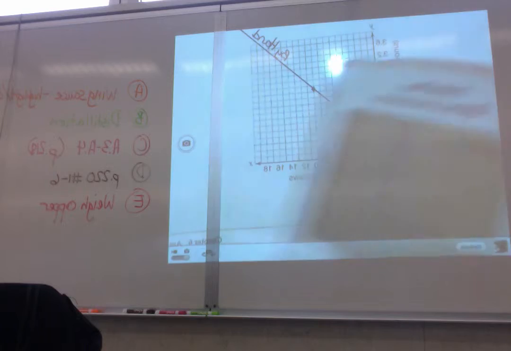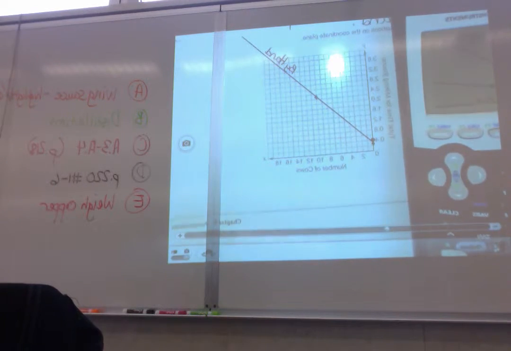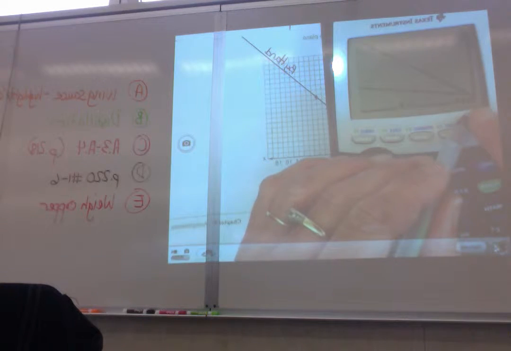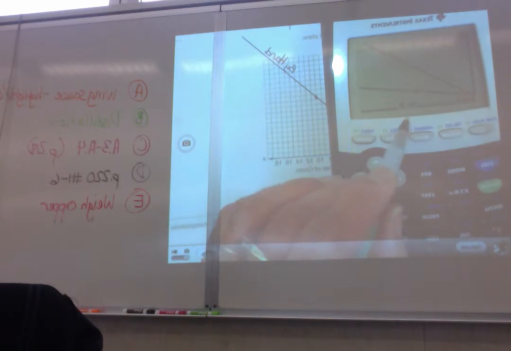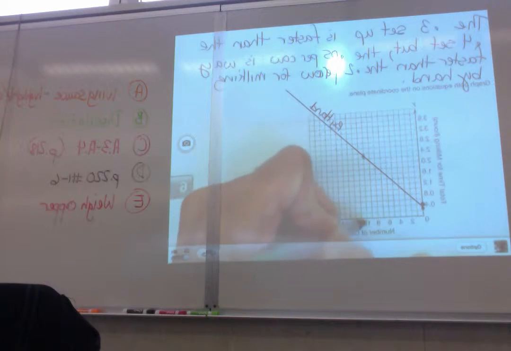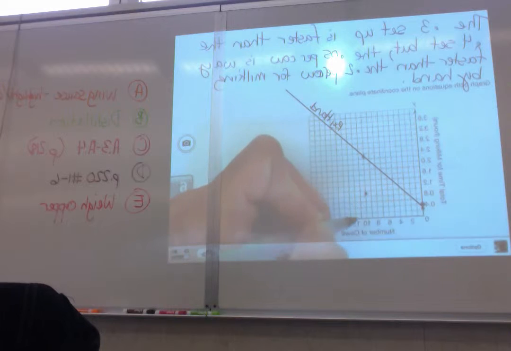Now on my calculator, maybe I need to make it a tiny bit smaller. I did a trace, and I found out that when x is 10, y is 0.9 for this bottom line. When x is 10, y is 0.9. So let's find that on this graph. Here's 10, and here's 0.8. So 0.9 is just above the 0.8 line.